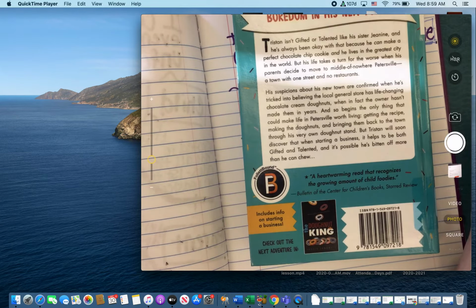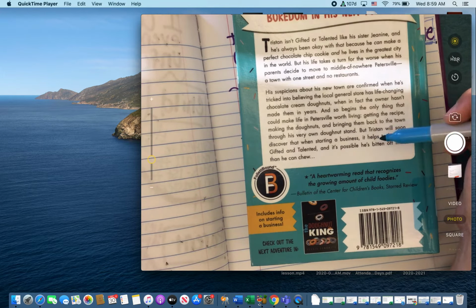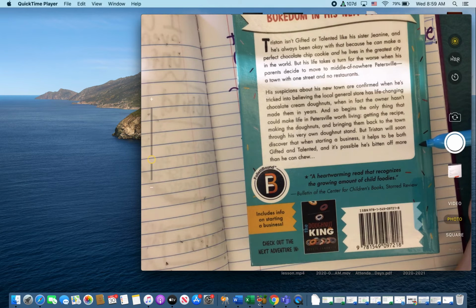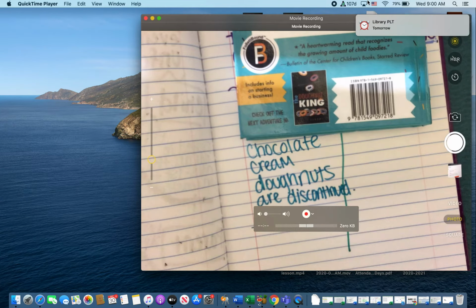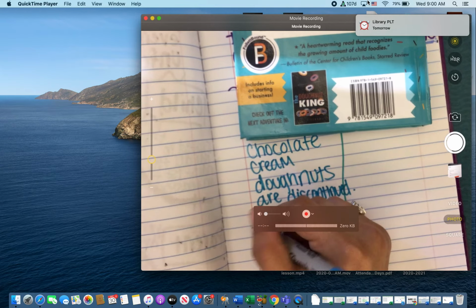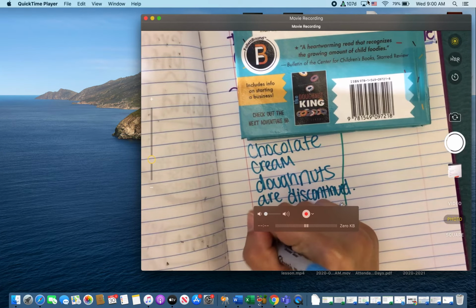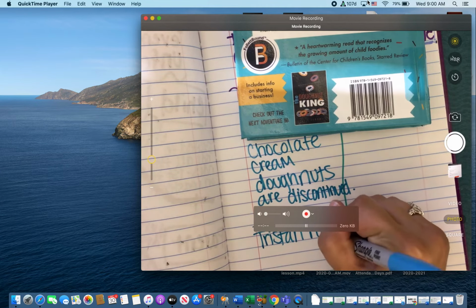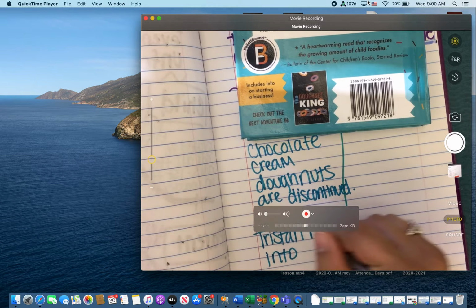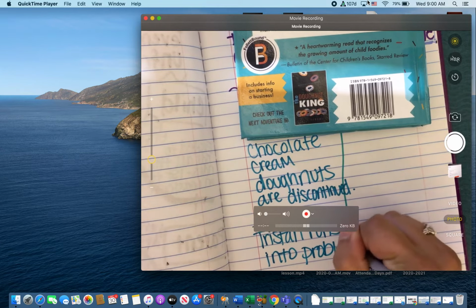So I'm lifting that line there, and I'm noticing that it says that he will soon discover that it helps to be both gifted and talented. That tells me that we might be running into a problem where he doesn't know what he's doing. He maybe doesn't have what it takes to pull off his donut stand. Okay, so problem number two is Tristan runs into problems with his donut stand. We don't know what yet.